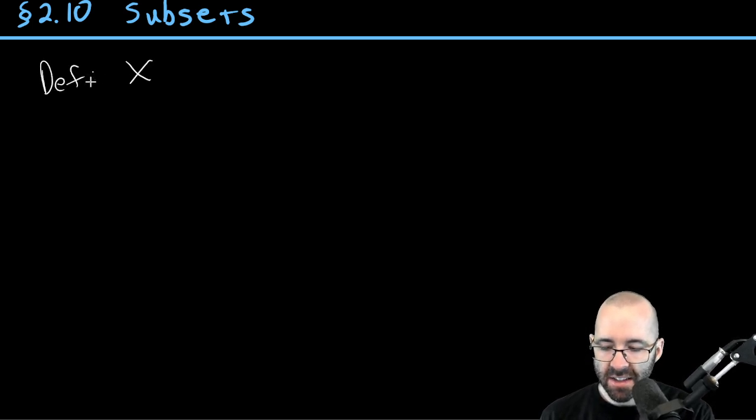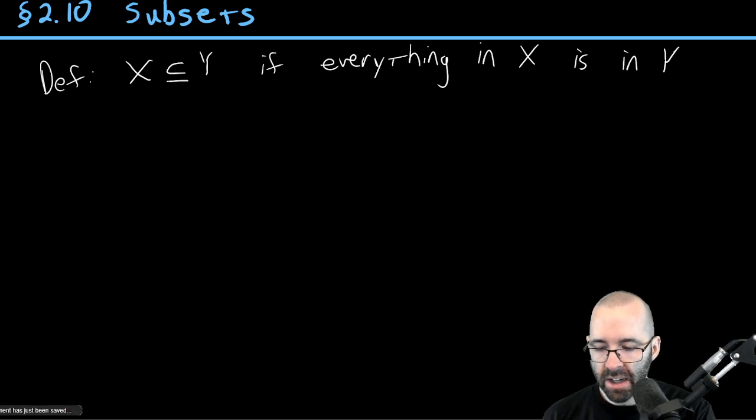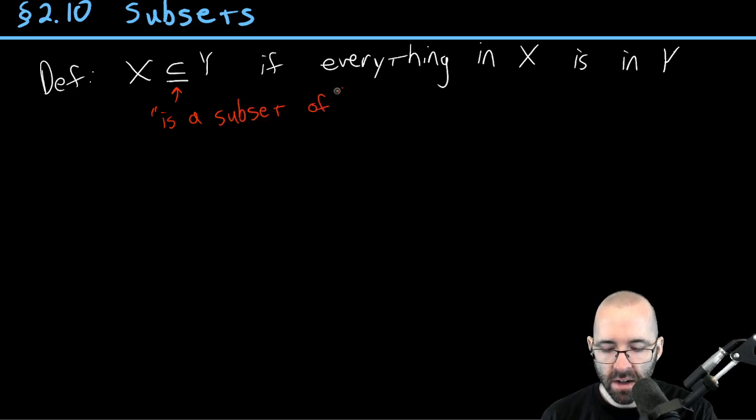We say that X is a subset, so it's like a long curved C with a line under it, of Y if everything in X is also in Y. And again, the way that we say that is we say X is a subset of Y. Okay, so pretty straightforward. Is an element in X? If so, it has to be in Y if we want the things to be a subset.